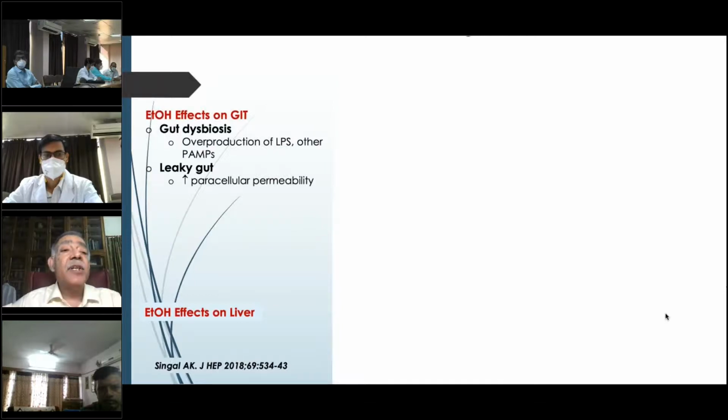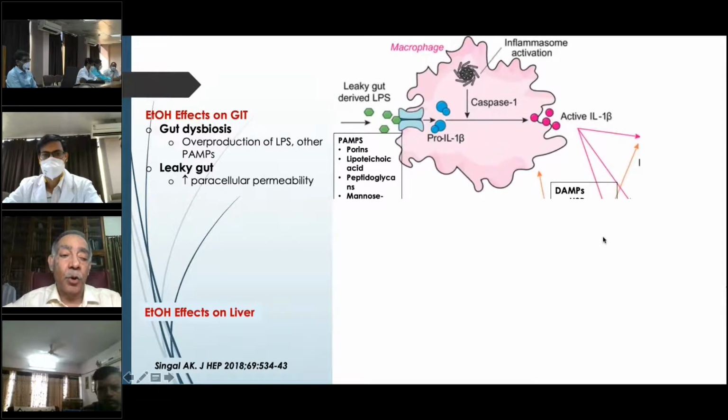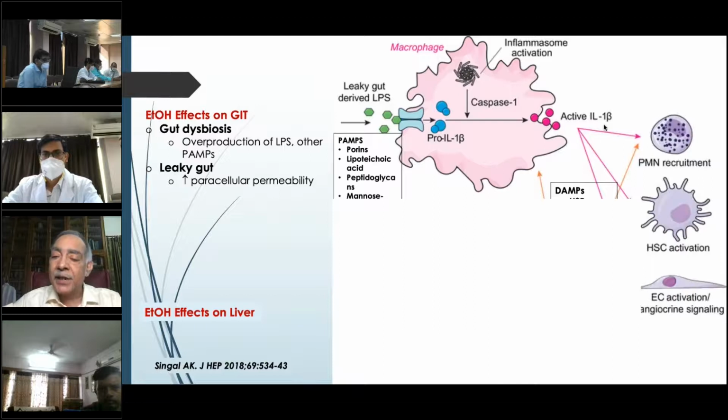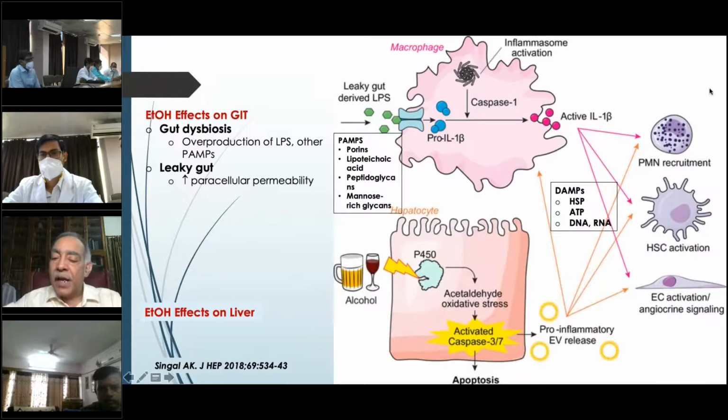What is responsible for the severe acute inflammation in the liver is the effects of alcohol on the gut and the liver. In the gut, gut dysbiosis, bacterial overgrowth resulting in overproduction of bacterial toxins like lipopolysaccharides and other PAMPs, and the development of a leaky gut are important. Endotoxin from the bacteria and breakdown products of bacterial cell walls then activate macrophages through the inflammasome and other pro-inflammatory cytokines, resulting in recruitment of polymorphs, hepatic stellate cells, and endothelial cells.